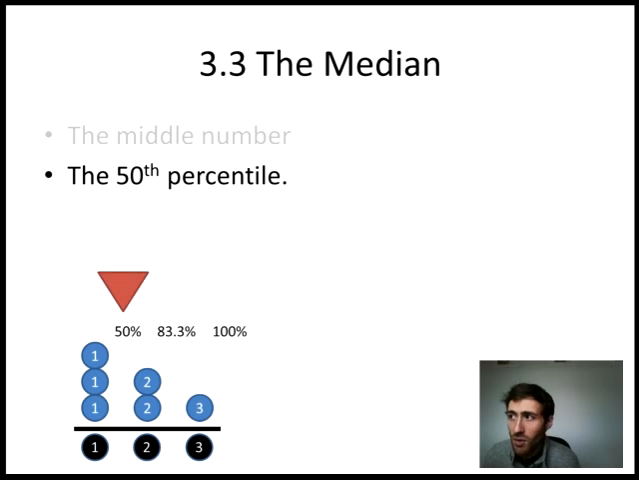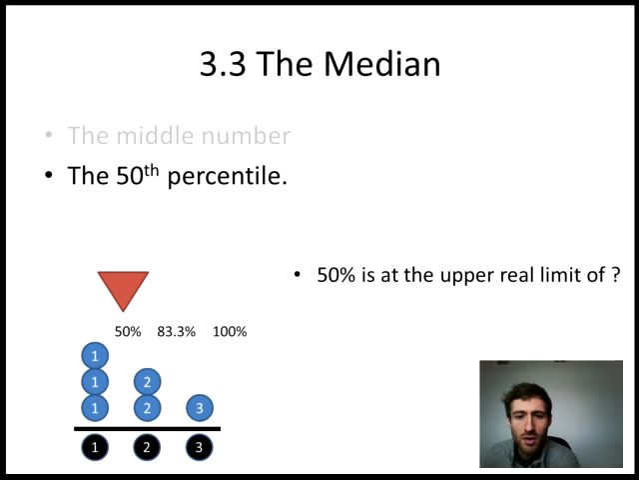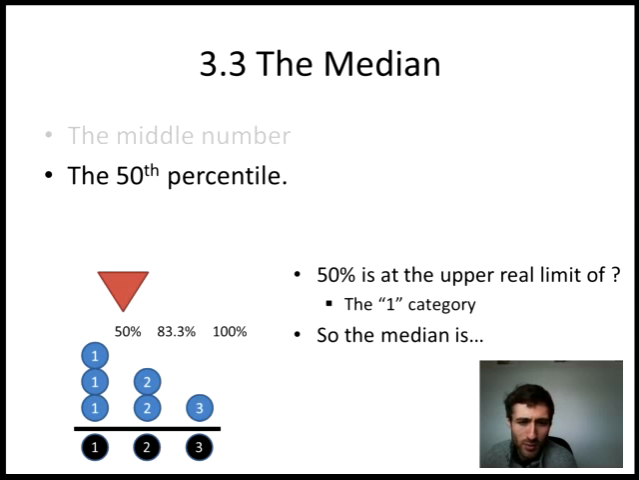Now, we want to find the 50th percentile in this distribution. So the question is, what is that number? First of all, just to be clear, it's not always going to be this case, but now we have an upper real limit coinciding with 50%. And so 50% is at the upper real limit of the 1 category, okay? Now, how would you then figure out what the median is? My initial thought would be the median would be 1, right? Because we're at the 50th percentile by the time we get to the top of the 1 category.